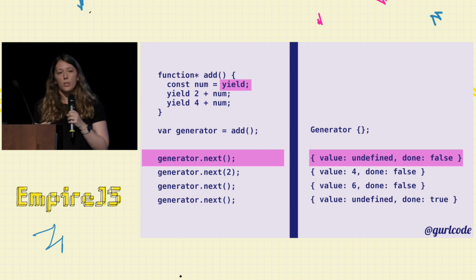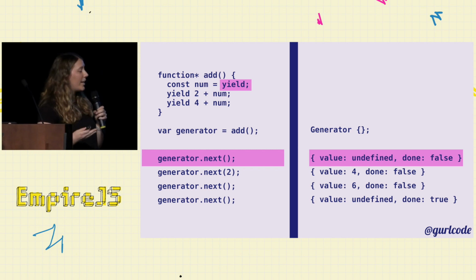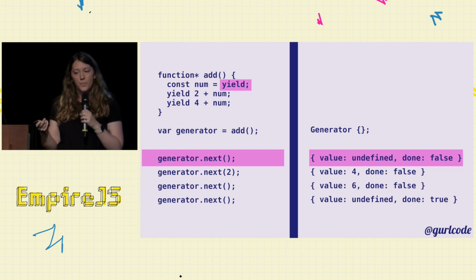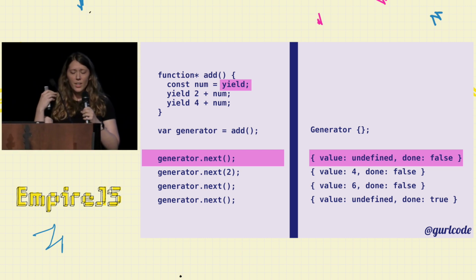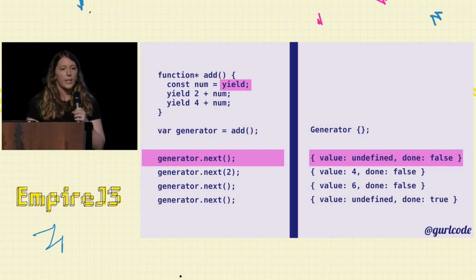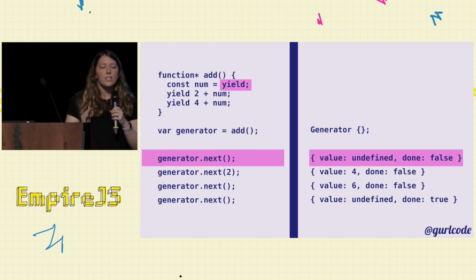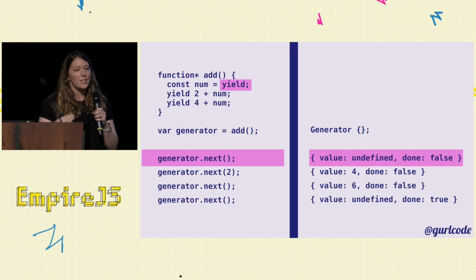You can also pass values into a generator's next function. And you'll notice that we're doing that here in the second call to next. And this seems really odd at first, like why aren't we passing it into the first one? When you call next, you're telling the generator, do whatever you need to do until you see a yield statement, and then pause. So there's actually nothing for the generator to do until it sees that yield statement. So it hits that yield statement, and then it pauses.